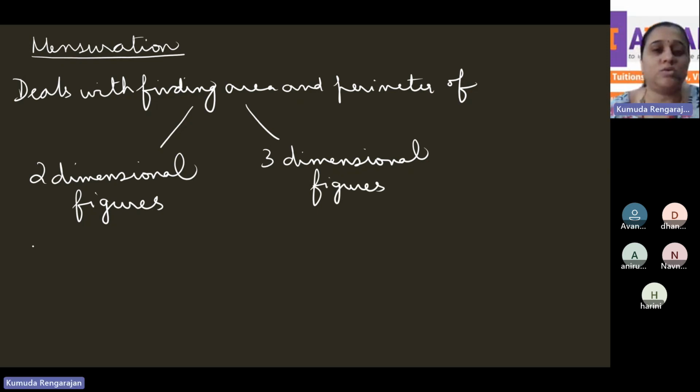So under two-dimensional figures, you've already seen various kinds of triangles. Scalene triangle, how to find the area of a scalene triangle, isosceles triangle, equilateral triangle. We'll do all that again.